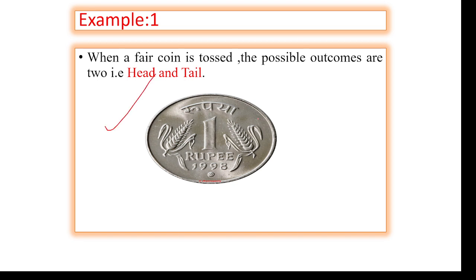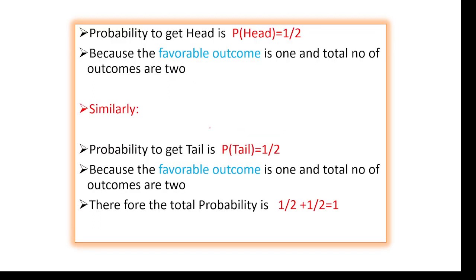As I said, this is a head. If you toss a coin, only 2 outcomes are there. One is head and one is tail. Probability to get head, only one favorable out of 2 outcomes. The total probability is 1 by 2 plus 1 by 2, probability to get head plus probability to get tail.